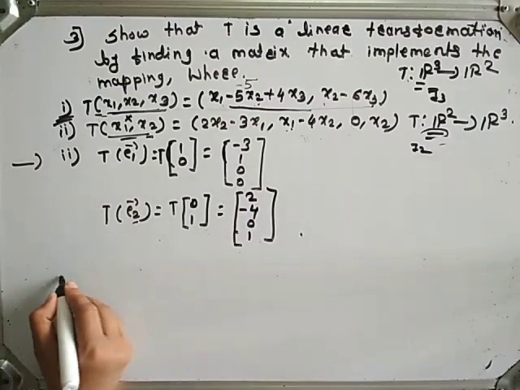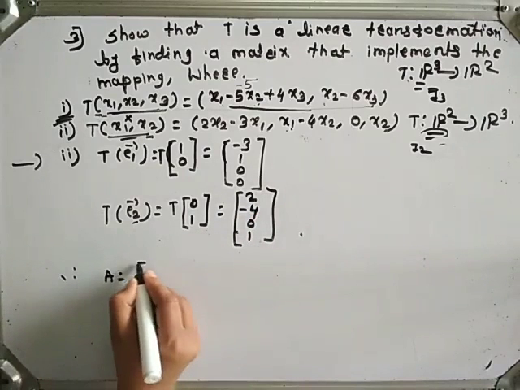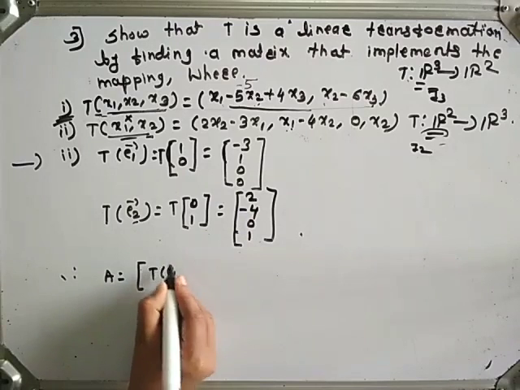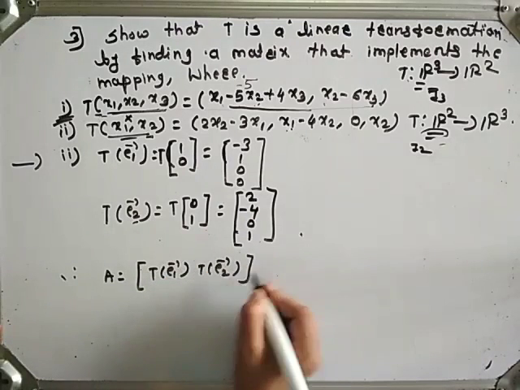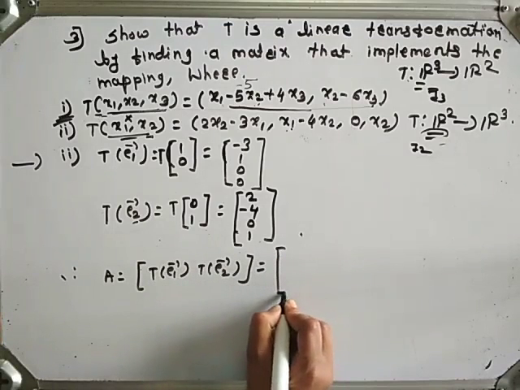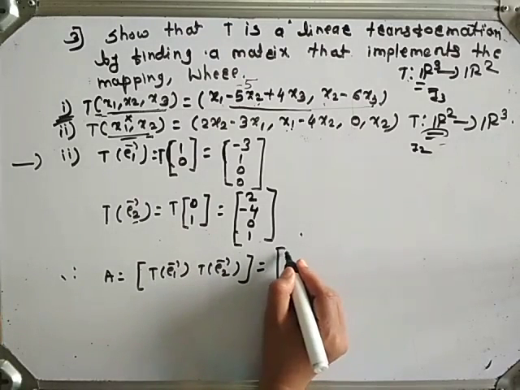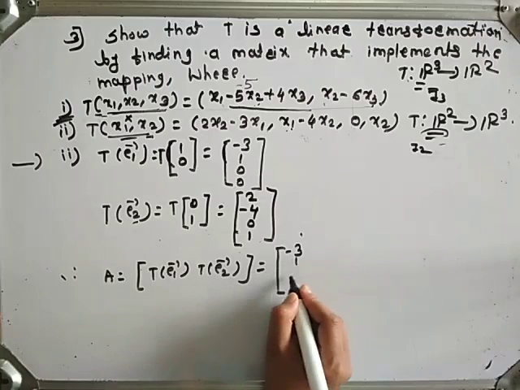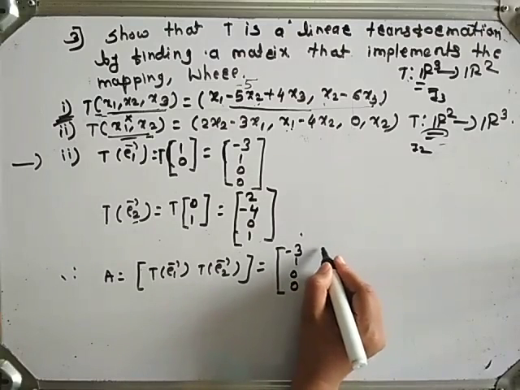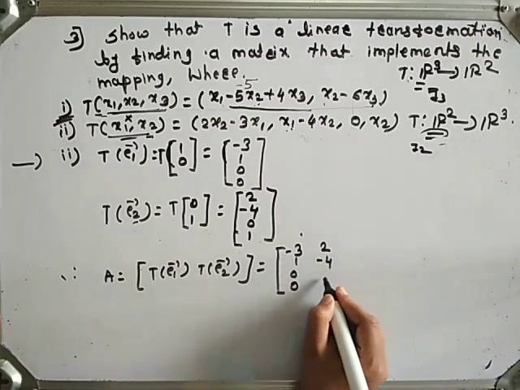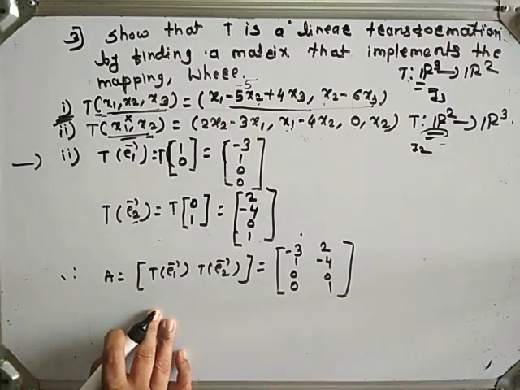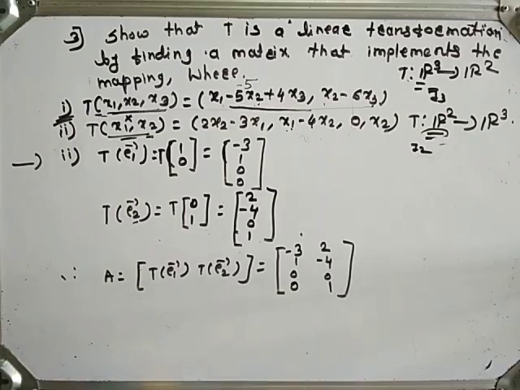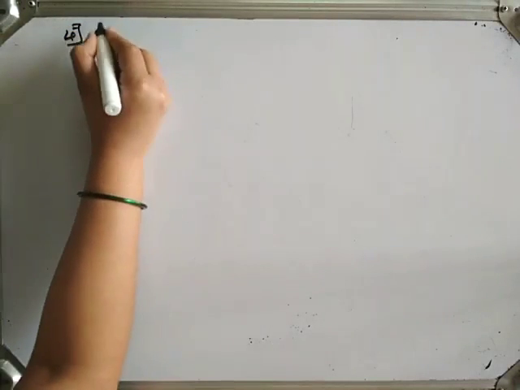We know that the standard matrix A is equal to the matrix [T of E1 bar, T of E2 bar], which is equal to the matrix with columns (minus 3, 1, 0, 0) and (2, minus 4, 0, 1). This is the standard matrix for the given linear transformation. Let us take next example.